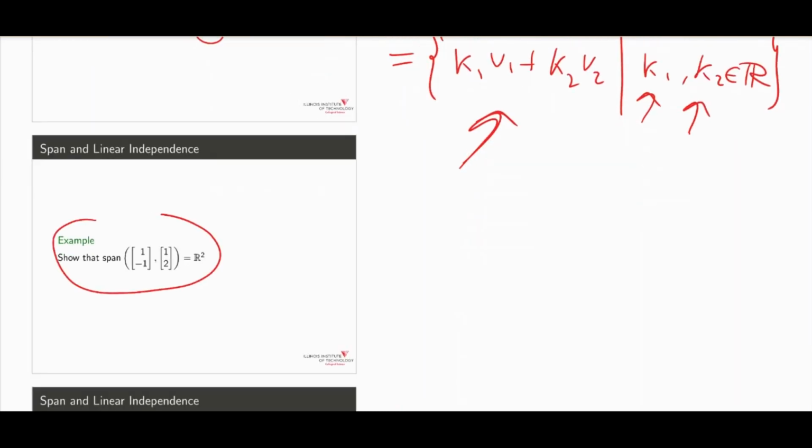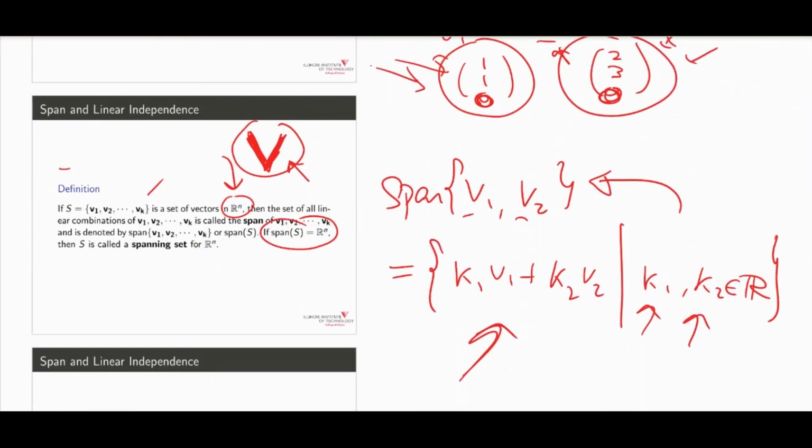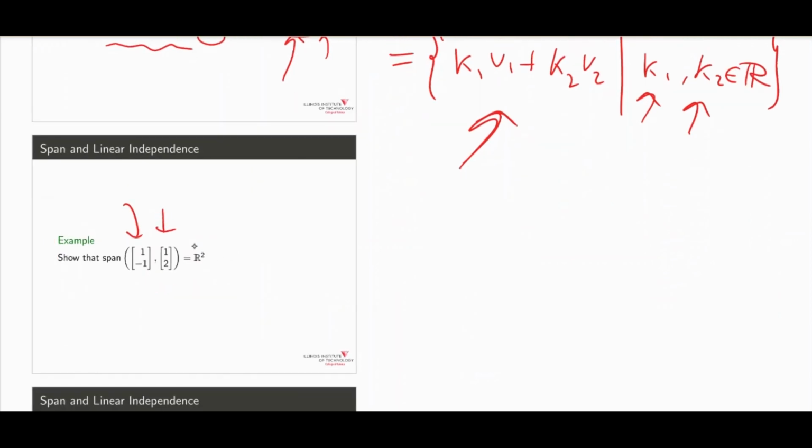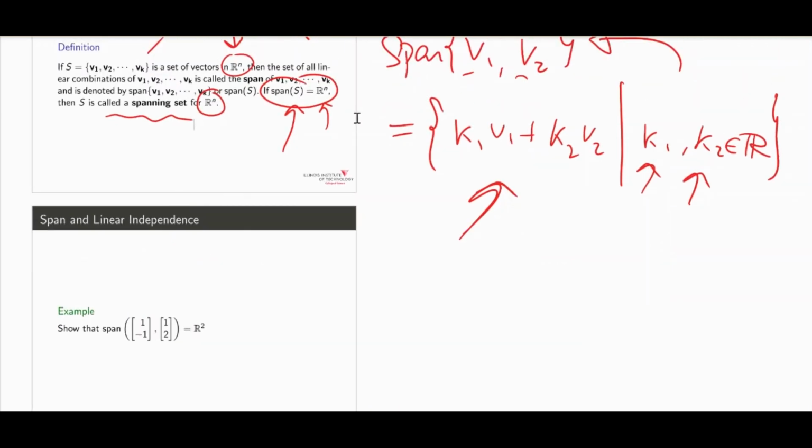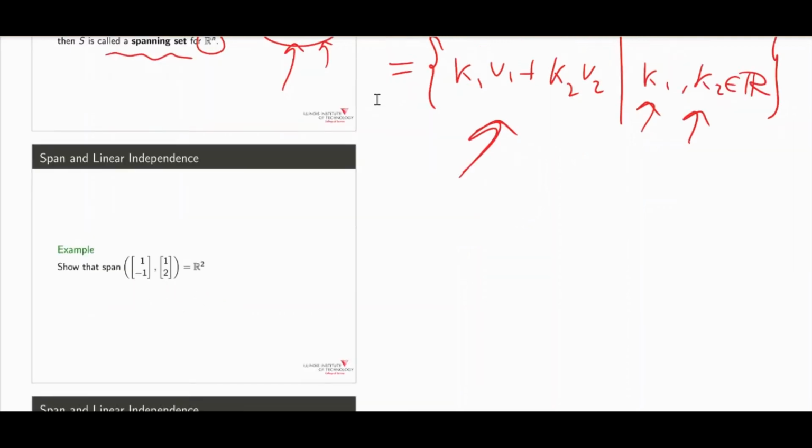They want you to show that the span of these two vectors is R2. If the span of these vectors equals Rn, then this is known as a spanning set for Rn. So basically they want you to show that the set consisting of these two vectors is a spanning set for R2. Geometrically, it means you want to show that every vector in R2 can be reached by these two vectors by adjusting the lengths and so on. So how do we show that?